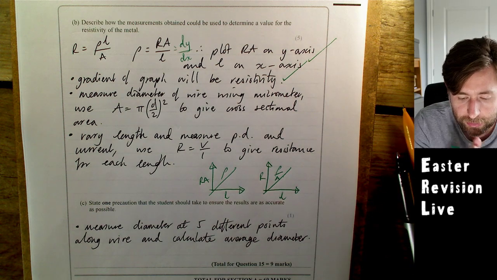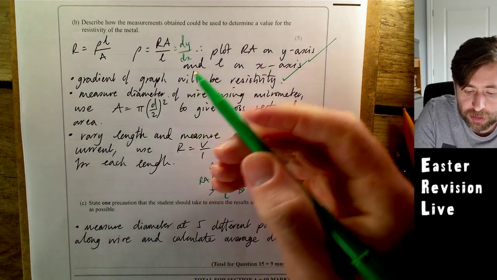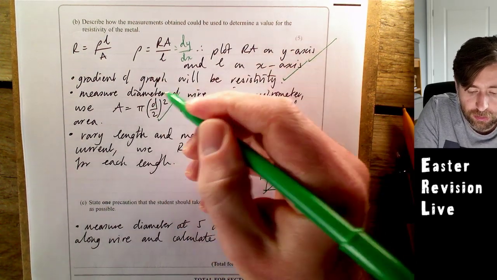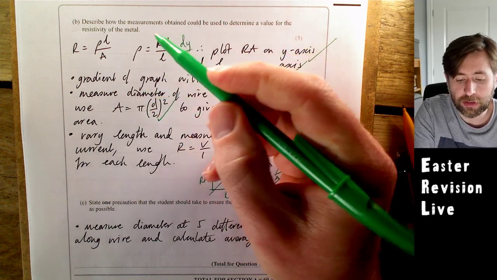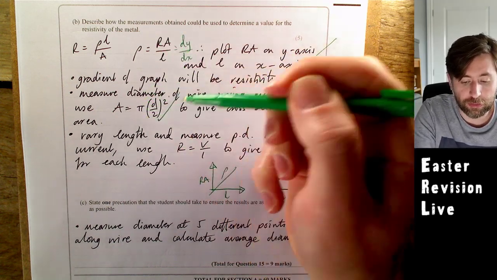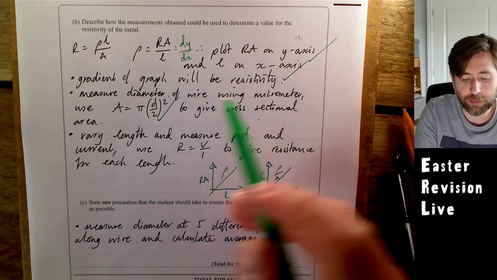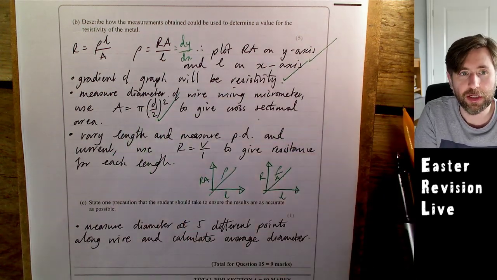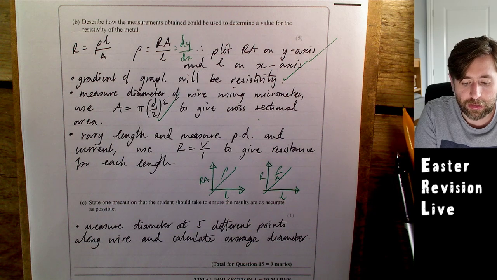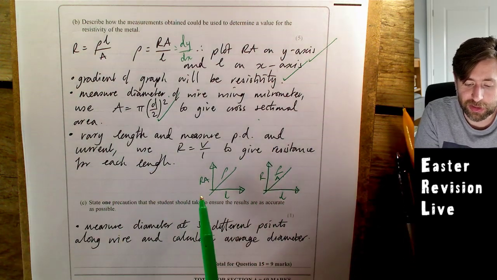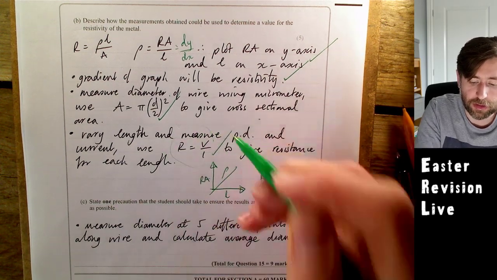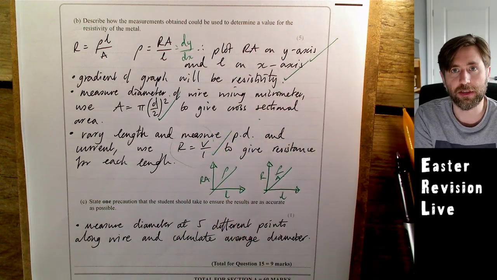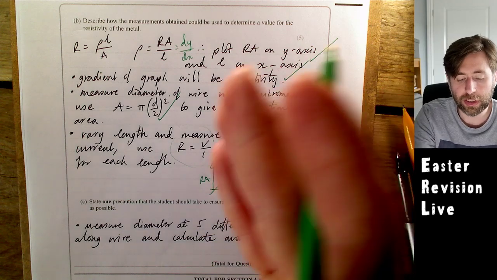What's next then? You're also going to need to measure the diameter, and you're going to need to state that you use pi r squared or pi d over 2 all squared or pi d squared over 4 to give you the cross-sectional area. Basically make sure there's some sensible maths in there. And you're going to vary the length, so actually state that you're going to change the length, and you're going to measure the PD and current, and you're going to calculate resistance using Ohm's law to give resistance for each length.